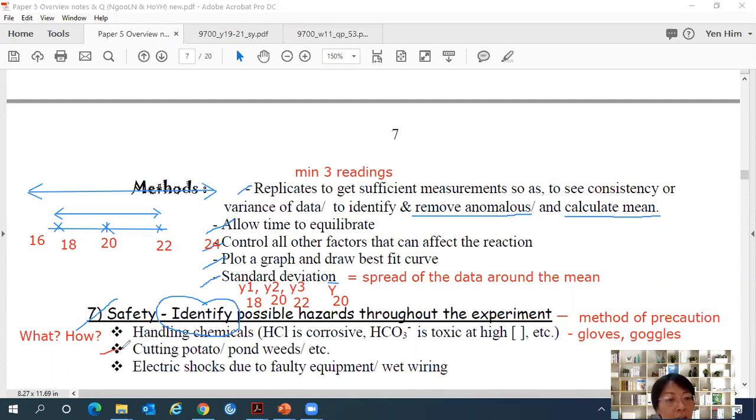Now this one is interesting. If in an experiment you need to cut the potato or cut the root tip or cut the pond weeds, to make it shorter, how are you going to describe in your planning to somebody who's going to conduct the experiment, so that he will not cut himself? How to tell the person to take the precaution?